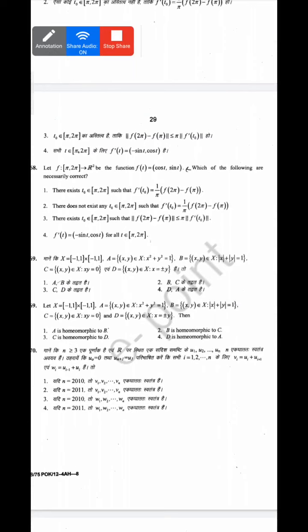F from pi to 2 pi, that is only half circle. F of t equal to cos t sin t. Which of the following are necessarily true? The first one saying there exists t belonging to pi to 2 pi such that f derivative, I think they are using the LMVT. F of 2 pi, yeah, that is true.